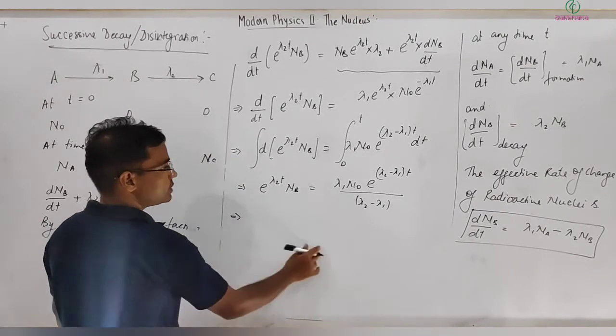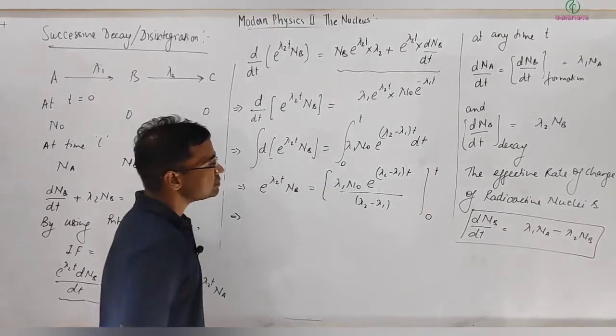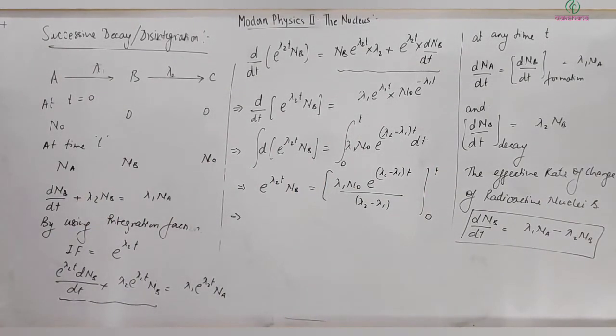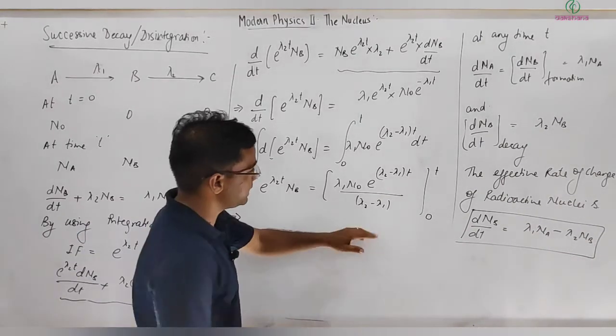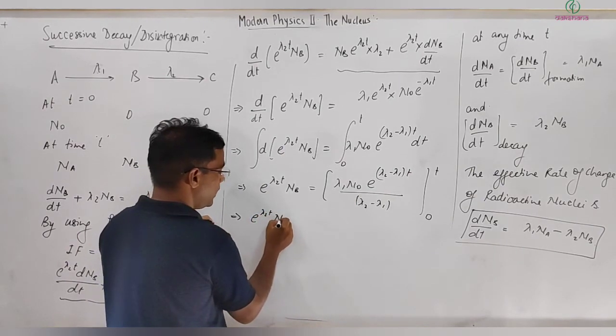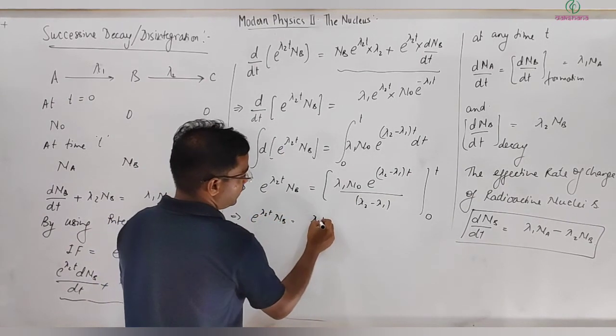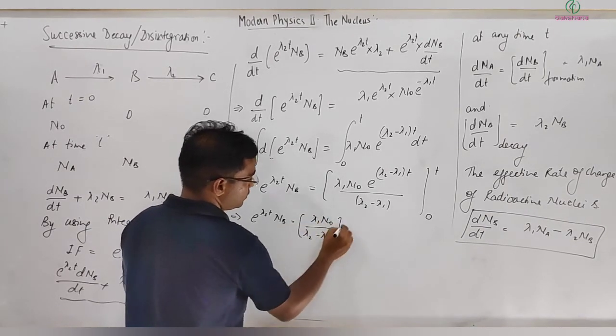Okay, before that we need to substitute the limits also, 0 to t, right? Just wait, let me check the calculation. Okay, so next, after simplifying this, I am substituting the limits. So here I am getting e raised to power lambda 2 into n b, and here lambda 1 and n naught, divided by lambda 2 minus lambda 1 is out.